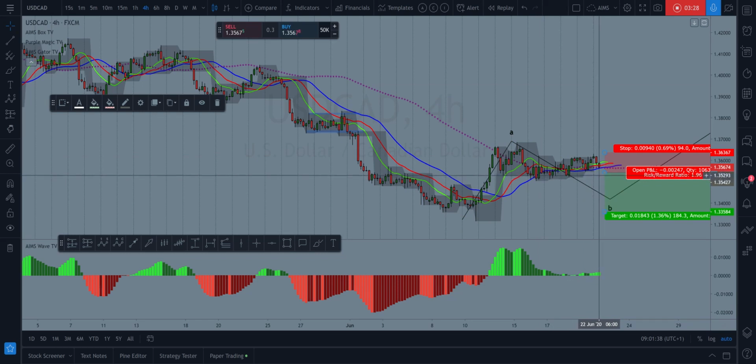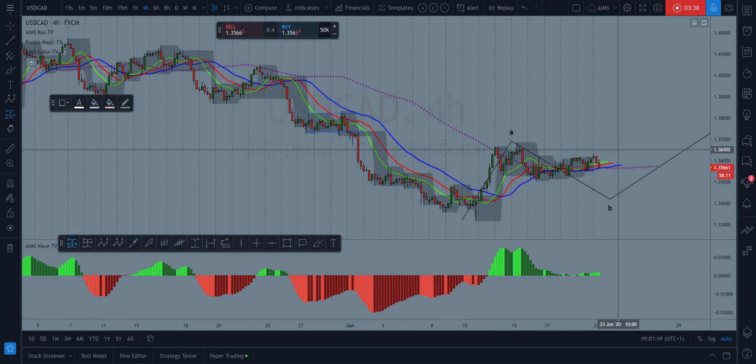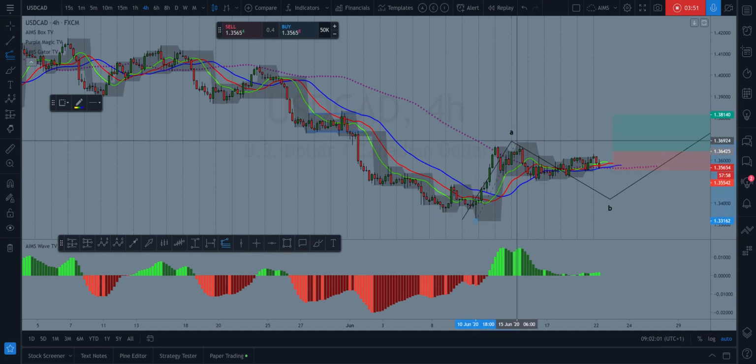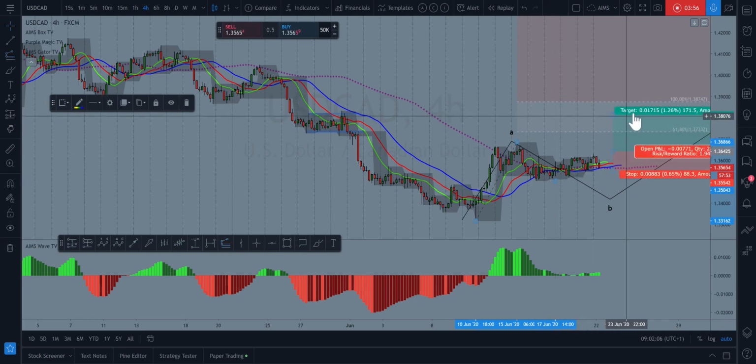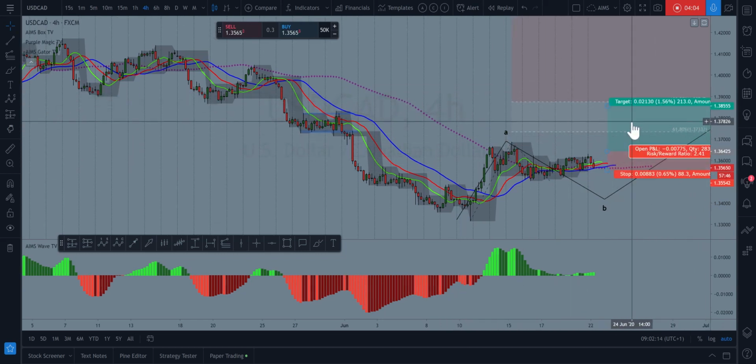Otherwise, if it stalls around here and starts to do a C up, then if it goes like that, we can take a buy order there. Stop loss will be somewhere here, and we can then target the end of C by using the fib expansion. So the rule is that often wave A is equal to wave C, so it will be 100%. So you could have your target point somewhere up there. So this would be a 1:2.4 type of trade available.